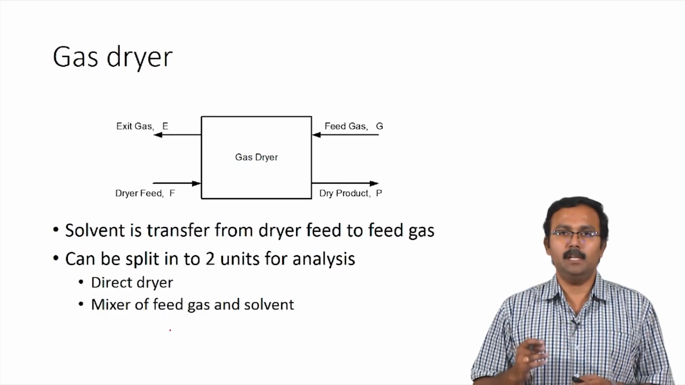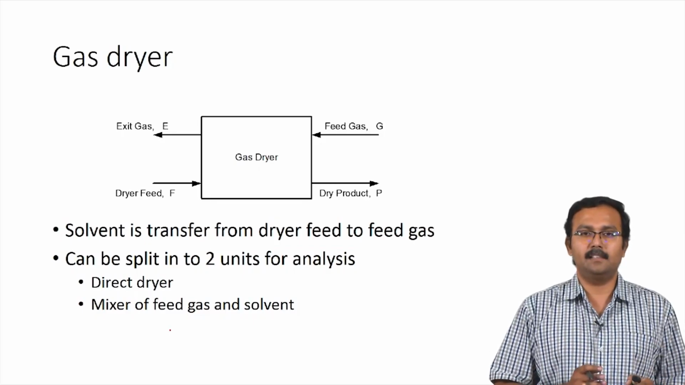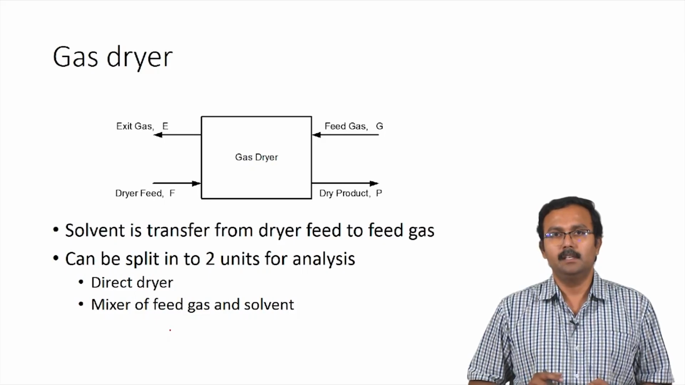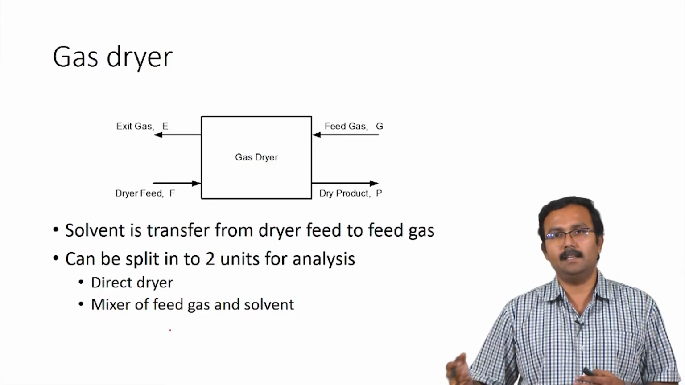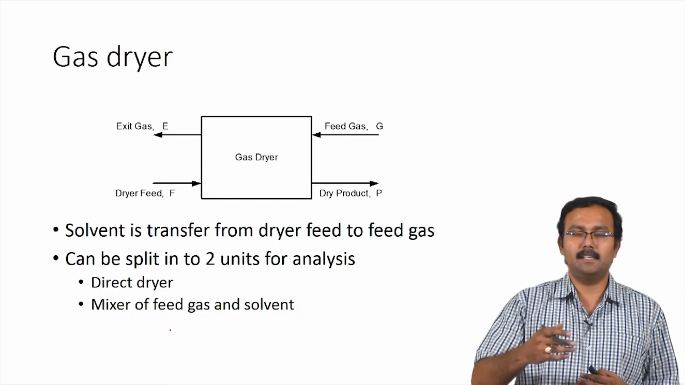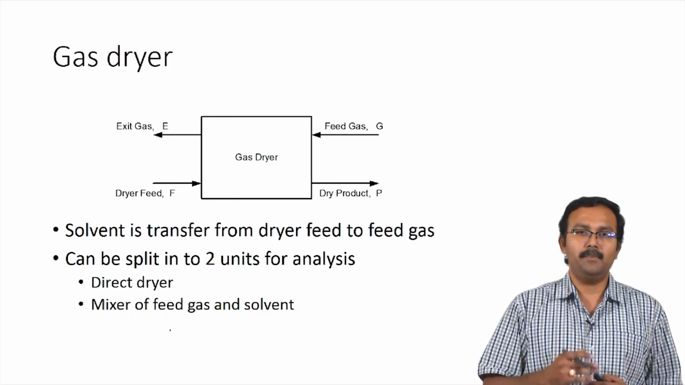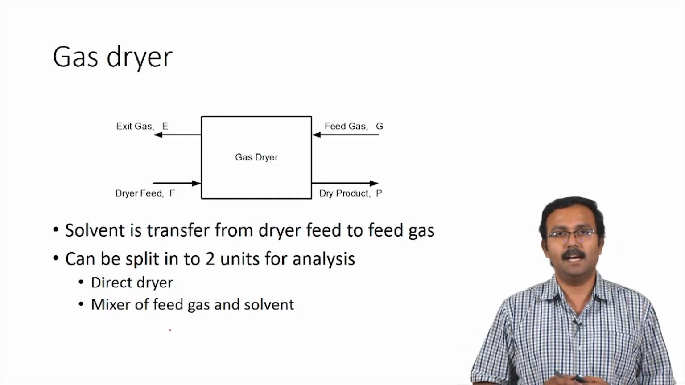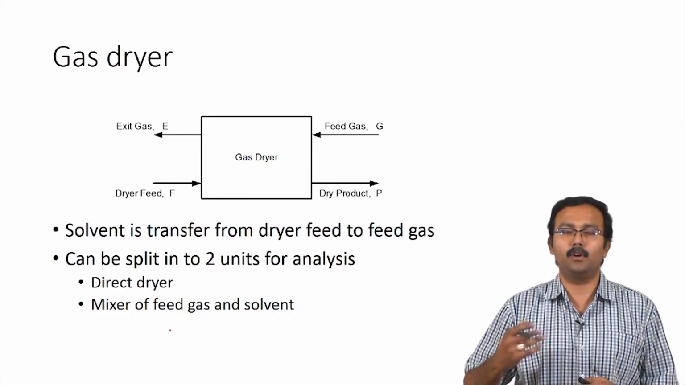This process can actually be split into two units. The first unit would be the direct dryer, and the next would be the mixer for the feed gas and the solvent. In the case of a direct dryer, you would have the dryer feed and the dryer product, and heat being supplied where the solvent exits the stream in vapor phase. The next step could be the vapor phase solvent getting mixed with the feed gas and leaving as the exit gas. So, that is why this single process can actually be divided into two processes for your analysis.